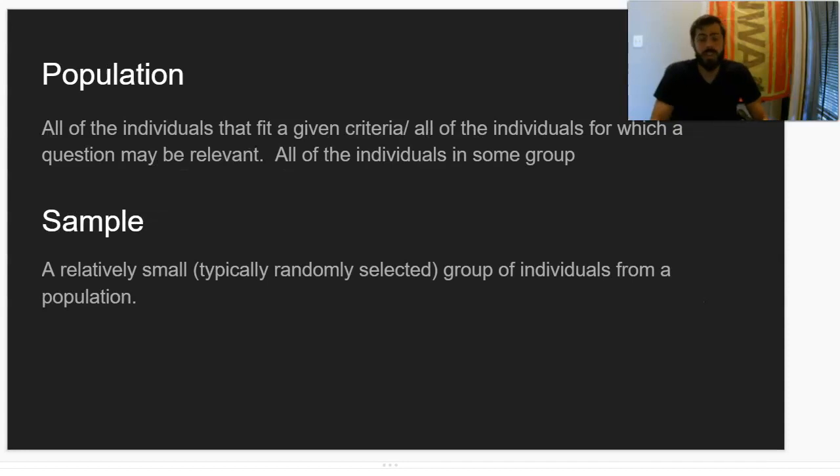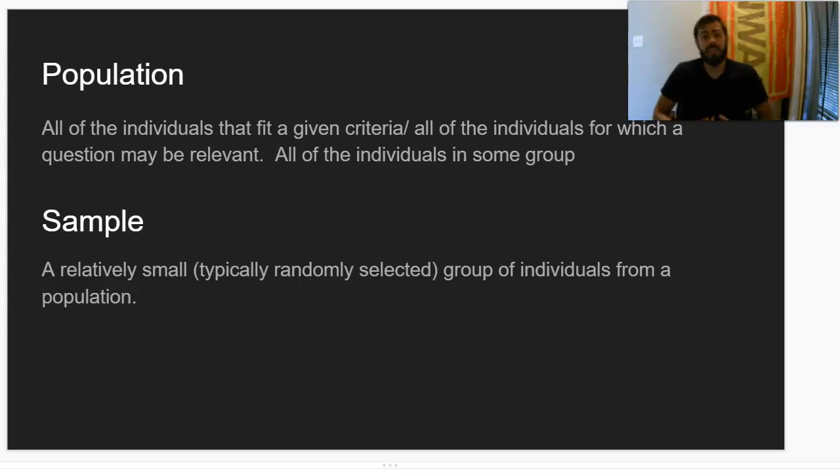So a population is all of the individuals that fit a given criteria, or all of the individuals for which it makes sense to ask a question about, or all of the individuals in a group, right? So if I'm going to ask the question, what is the average shoe size of people in San Antonio? Then my population is everybody in San Antonio. If I say, what is the average income for people in the United States? Then my population is everybody within the United States.